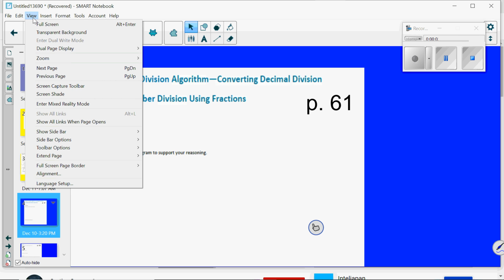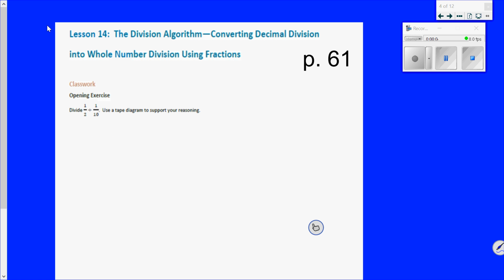Today what we're going to do, guys, is the division algorithm. We're going to continue on this, but we're going to work on converting the decimal division into whole numbers and division using fractions. So the fractions is going to give you guys kind of an in-between step to understand why we're doing what we're doing to divide by decimals.